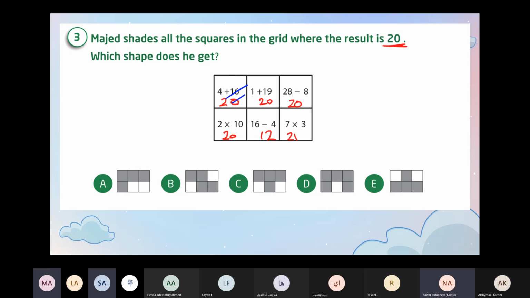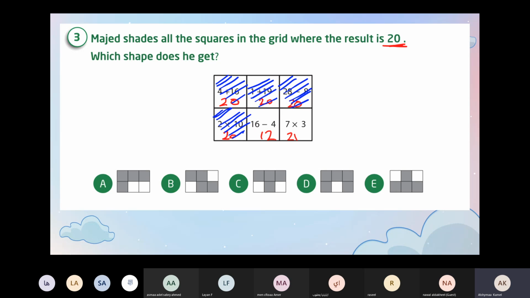Teacher, sorry, I am late. It's okay. It's recorded. You can see it anytime, and this one only. So which one matches what we did? It will be letter A.